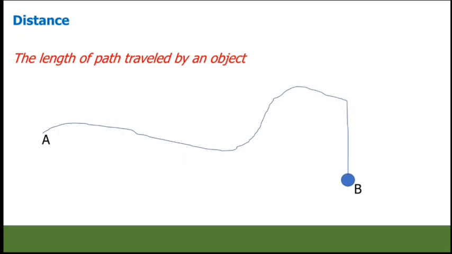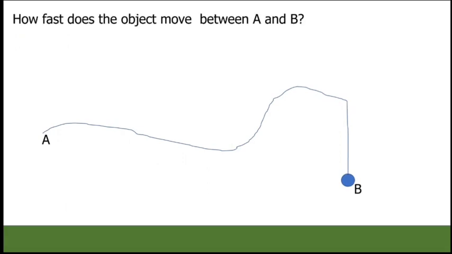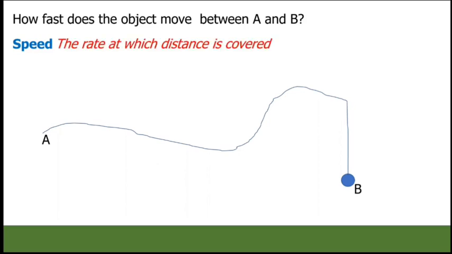How fast does the object move between A and B? Well, we need to discuss the speed. Okay, so the speed is the rate at which the distance is covered. When we say rate in science, we just mean per second. Something is happening per second. So the speed will be equal to the distance traveled over the time taken.